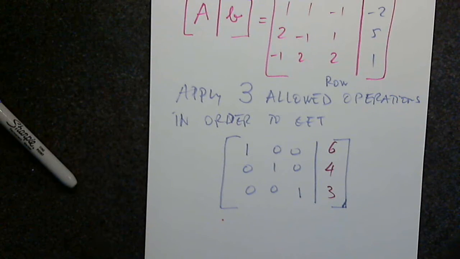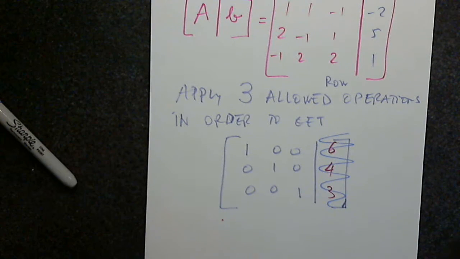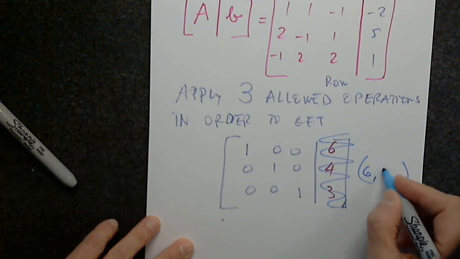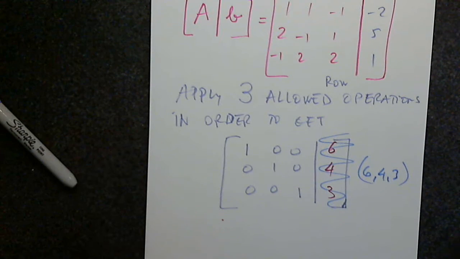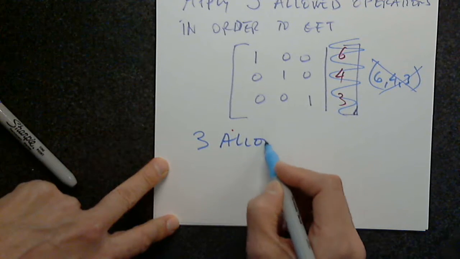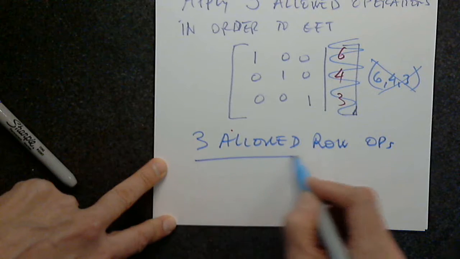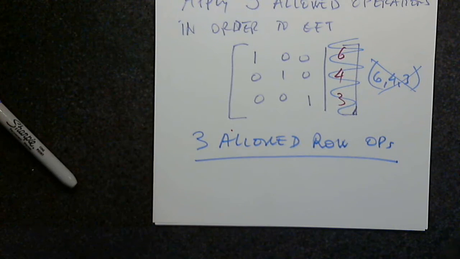Okay, now let's list these 3 allowed operations. And of course, this is not the answer. I just made it up. I just wanted you to give me 3 numbers. But this would have meant 6, 4, 3 as the solution. But of course, this is just something we came up with. Ready? So 3 allowed row operations. Only these 3 and nothing else.